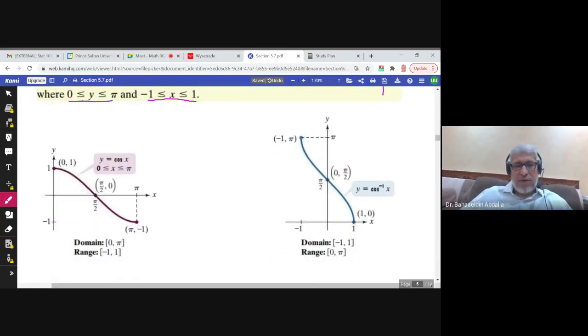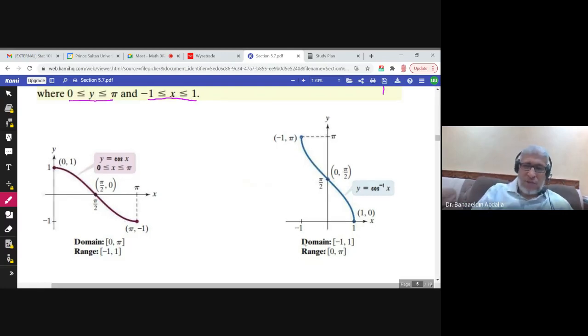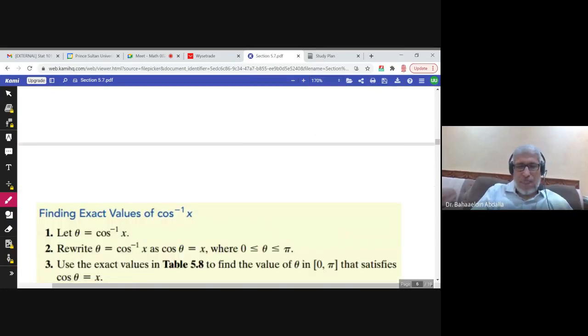So this is the graph of cosine in this domain from 0 to pi, the range from -1 to 1. If we reflect the graph about the line y equals x, we get the graph of cosine inverse, where the range of cosine would be the domain of cosine inverse, and the domain of cosine would be the range of cosine inverse. So this is the graph of cosine inverse.